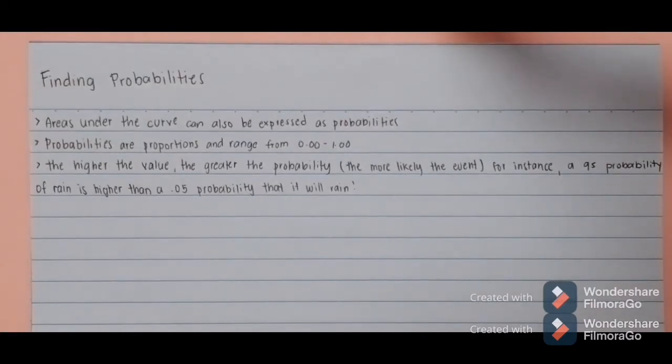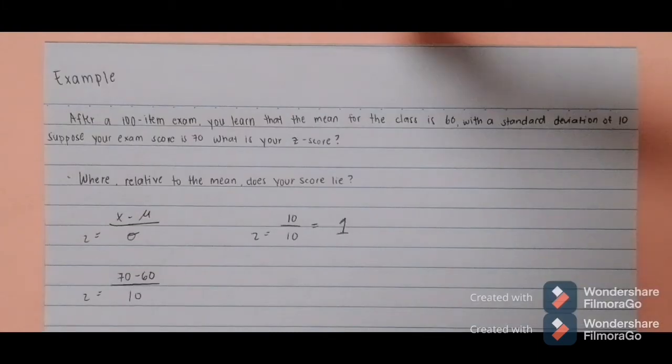Next is finding probabilities. Areas under the curve can also be expressed as probabilities. Probabilities are proportions and range from 0 to 1. The higher the value, the greater the probability or the more likely the event. For instance, a 0.5 probability of rain is higher than a 0.05 probability that it will rain. So this is an example.